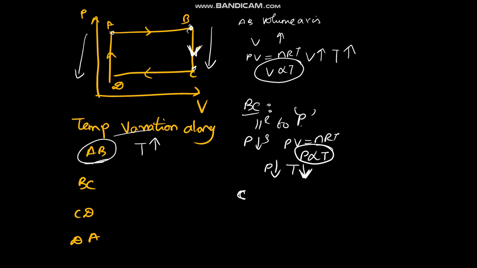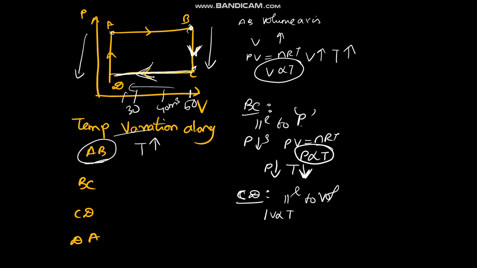Now let us see along CD. CD is parallel to volume. And see here that it is going this way. So volume is decreasing. So if it is 50 meter cube, then here it is 40 meter cube. Then here it is 30 meter cube. So volume continuously decreases. Volume is directly proportional to temperature. If volume continuously decreases, temperature continuously decreases. So temperature decreases.